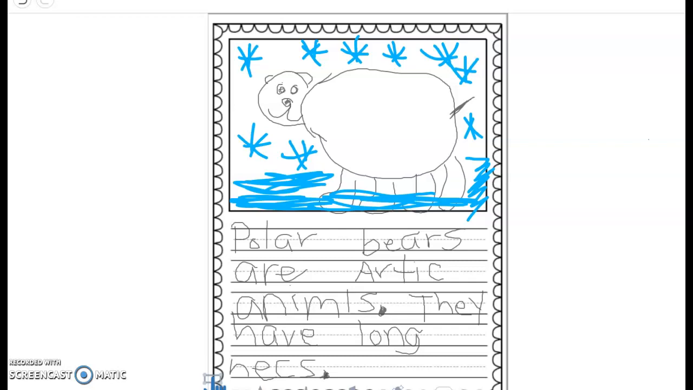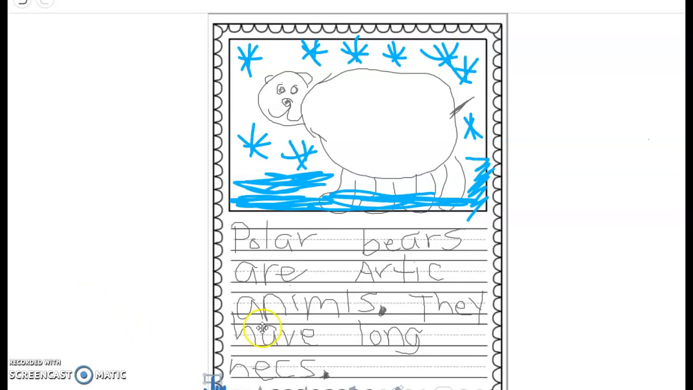So you should have your same paper from yesterday where we had two informational sentences about polar bears. Here's my paper from yesterday. So far I have written polar bears are Arctic animals. They have long necks. So today I'm going to add to my writing about polar bears so that I have a total of three sentences. I have two plus, I'm going to add one more, so 2 plus 1 equals three sentences.